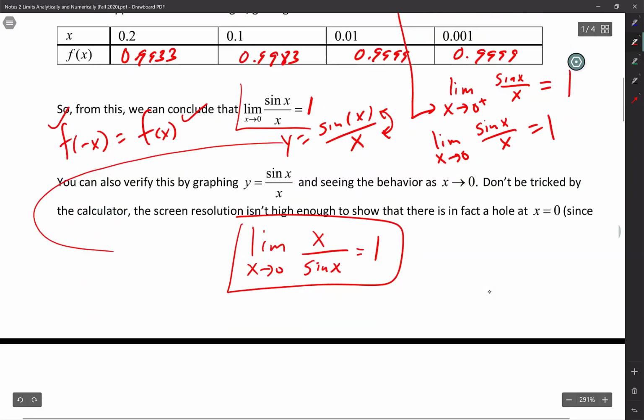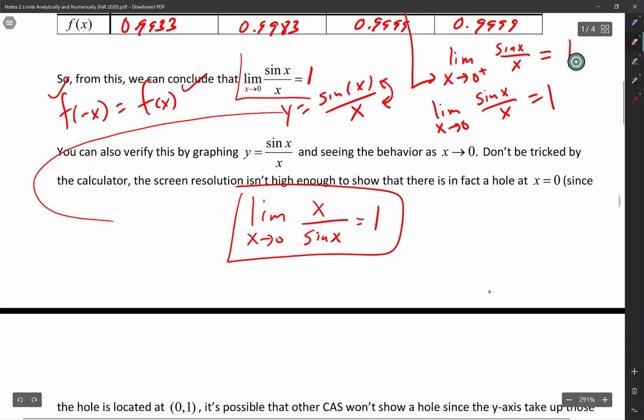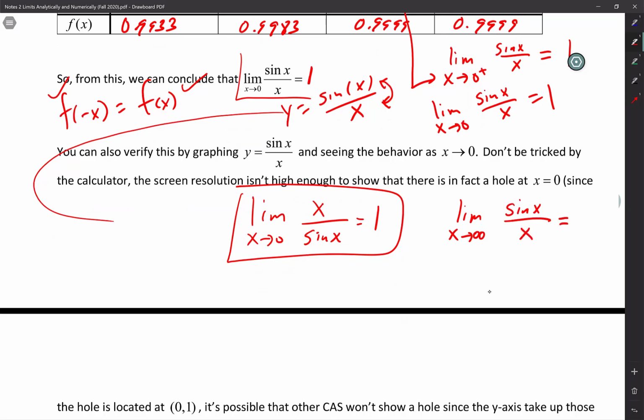All right, without graphing, let's see. I want to see how good we are, guys. Without graphing, what do you think this limit is? Let's think about it. Don't graph it. Just what do you think that limit is? Take a guess. It's okay if we're wrong.